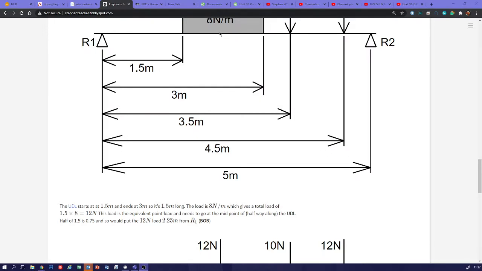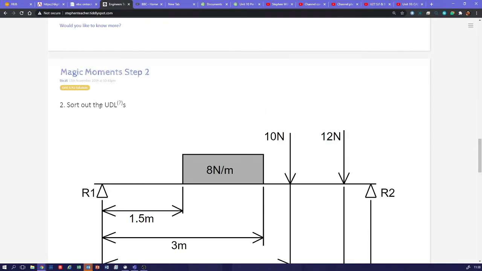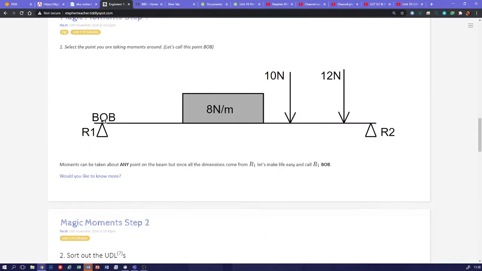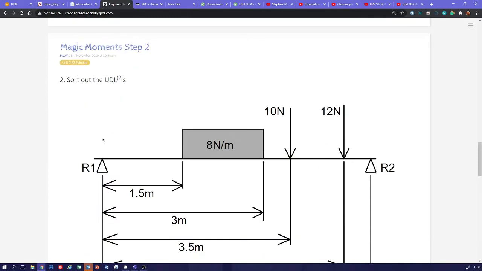So there, that's what we're looking at just there, the midpoint. If it's 1.5 meters long, well, half of 1.5 is 0.75 meters. And so we put the equivalent load 1.5 plus 0.75 meters along the beam. So that's 2.25 meters from R1, which we've called Bob. There we are, we called it Bob just there. Yeah. Hi, Bob.